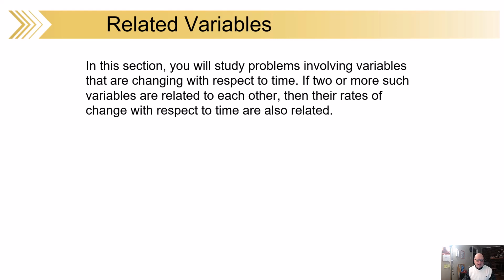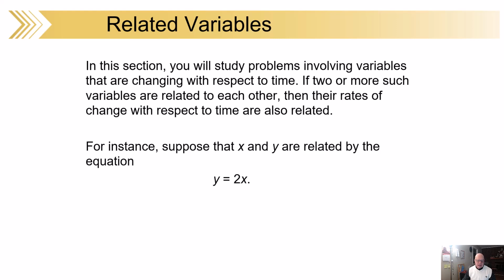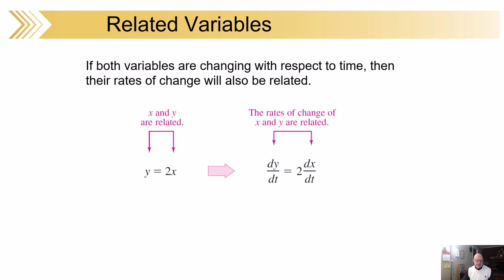So we're going to talk about problems involving variables that are changing with respect to time. So we're going to be differentiating with respect to time and implicitly as well, as you'll see. Here's an example. X and Y are related by this simple equation. If Y changes, X changes. If X changes, Y changes. And there's a good chance that if one changes, the other one will change in a similar way, but not always. So here's an example with that function, y equals 2x.